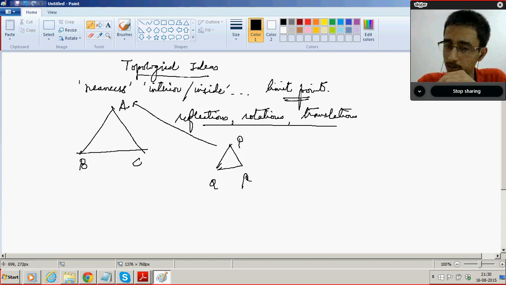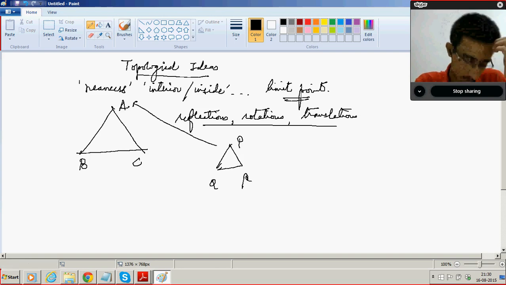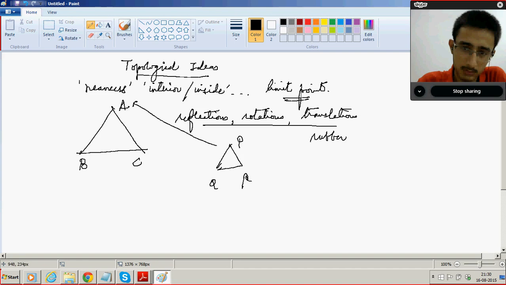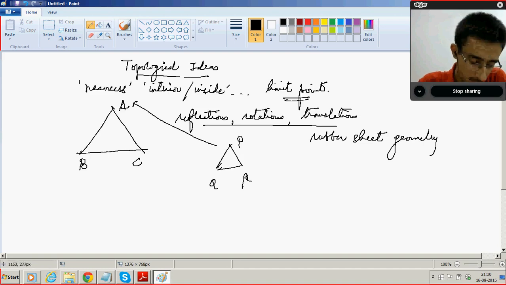Now imagine that instead of paper triangles, we had rubber sheet triangles. Topology is known as rubber sheet geometry. So we have to study properties which are invariant when you stretch the rubber.